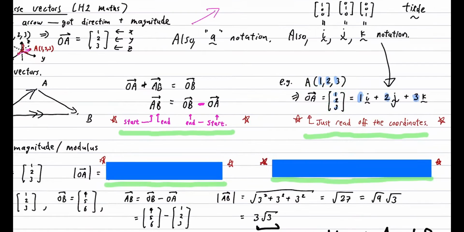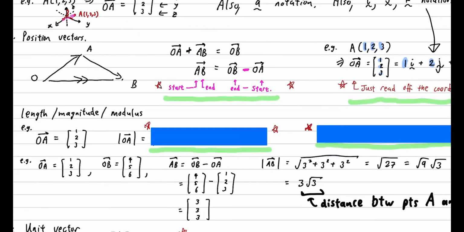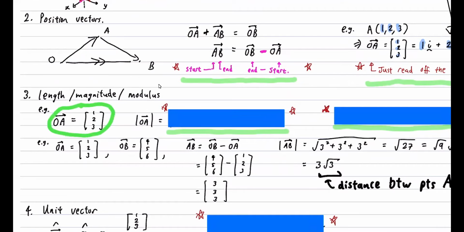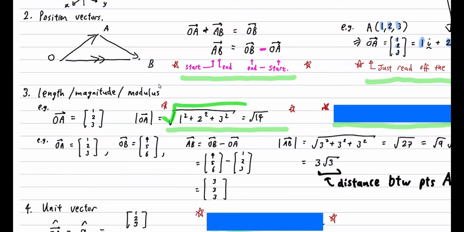But now we look at the next idea, which is length, magnitude, and modulus. So let's say you begin with a vector OA like this, (1, 2, 3), and you want to find its magnitude. How do we do it? Very simple. Square each component: 1 squared plus 2 squared plus 3 squared. Then you square root the whole thing. Is that okay? I think I saw you working, you did this. So now if you simplify the inside, you get 14.